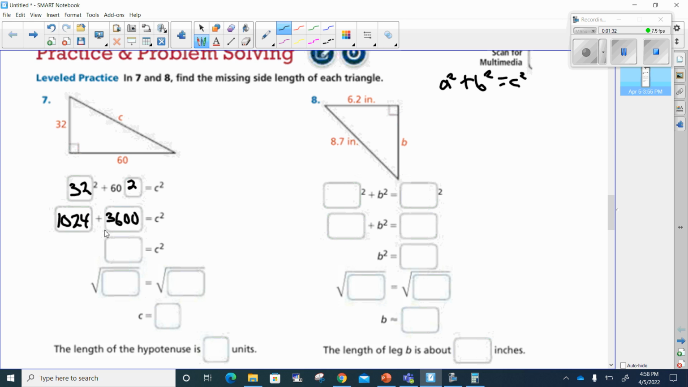Now we just have to add these two together. I see that 0 plus 4 will be 4. I see 0 plus 2 will be 2. I see 6 plus 0 will be 6. And I see that 3 plus 1 will be 4. So this is 4,624.